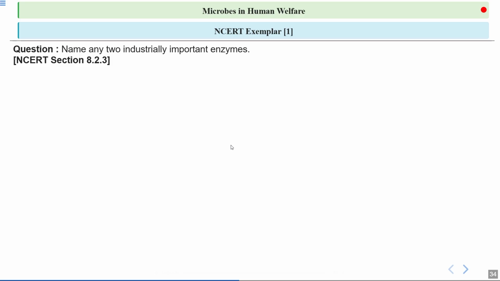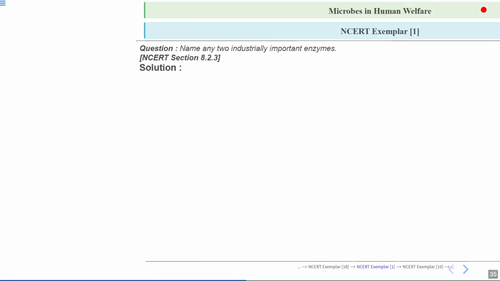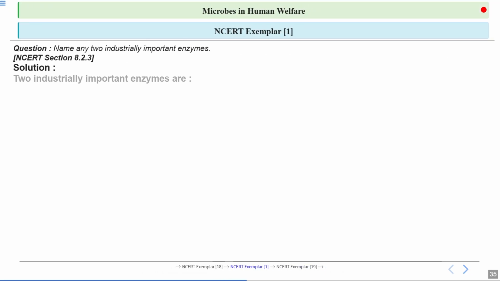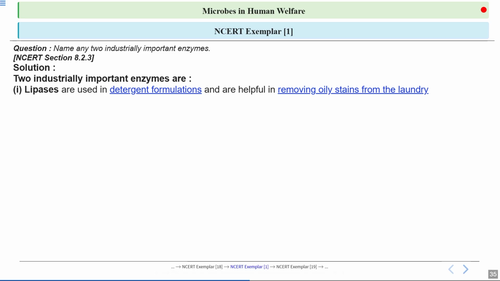The next question is you have to name any two industrially important enzymes. So what will be the answer for this question? Let's have a look at the answer. Two industrially important enzymes are, first one is lipases. Lipases are used in detergent formulations. They help remove oily stains from laundry, making our clothes clean.